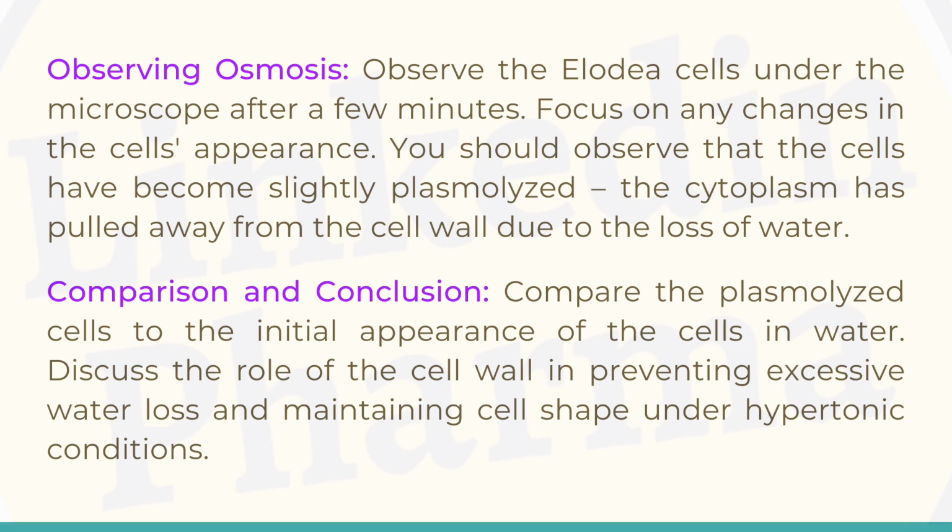Observing osmosis. A. Observe the Elodea cells under the microscope after a few minutes. Focus on any changes in the cell's appearance. B. You should observe that the cells have become slightly plasmolyzed. The cytoplasm has pulled away from the cell wall due to the loss of water. Comparison and conclusion. A. Compare the plasmolyzed cells to the initial appearance of the cells in water. B. Discuss the role of the cell wall in preventing excessive water loss and maintaining cell shape under hypertonic conditions.